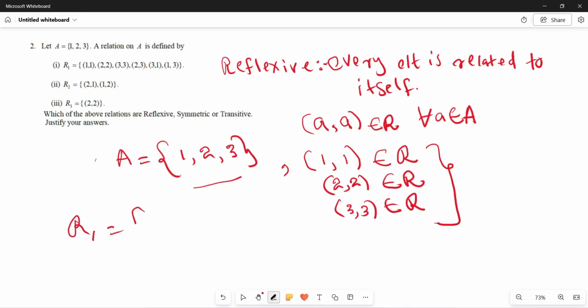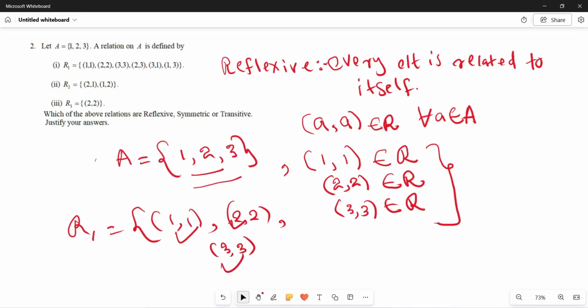Now in R1, you can see (1, 1) is there, that is satisfied. (2, 2) is also there, that is satisfied. (3, 3) is also there, that is satisfied. That means all three are satisfied according to the set A. In addition, (2, 3), (3, 1), and (1, 3) are also there. You can have any additional pairs, but what you have to satisfy is that all the elements are related to themselves. These are already there, so we can say it is reflexive.